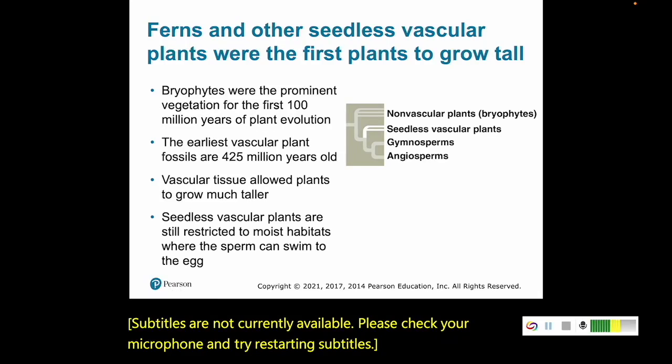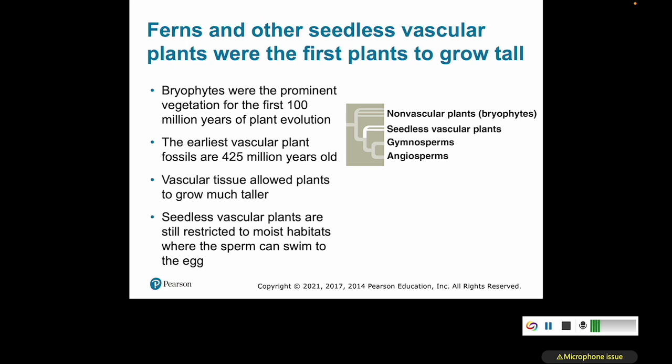Welcome back, class. So we are talking about plants. We just discussed our bryophytes, or non-vascular plants. And next we're going to start talking about our vascular plants. Vascular plants are plants that have vascular tissue, and they are divided into the seedless, which don't have seeds, and the seed vascular plants, which do have seeds. So first we're going to talk about our seedless vascular plants.